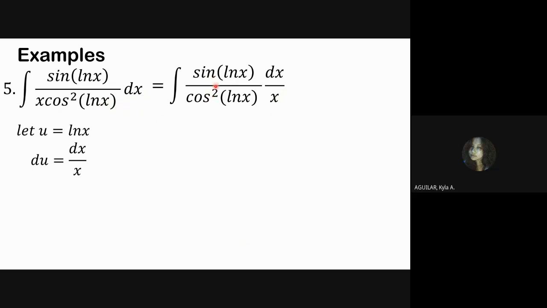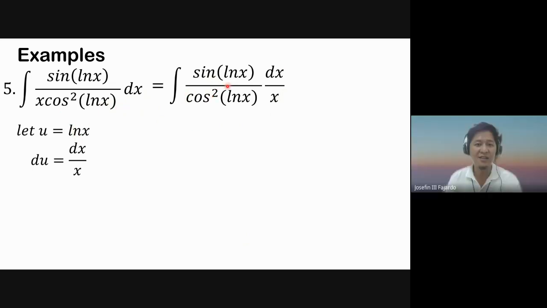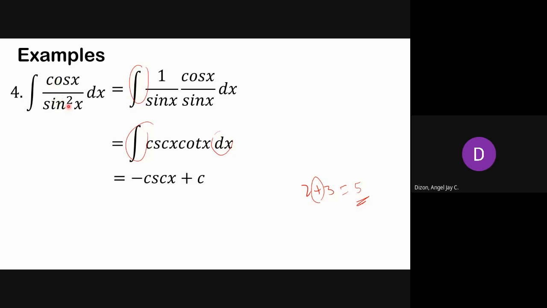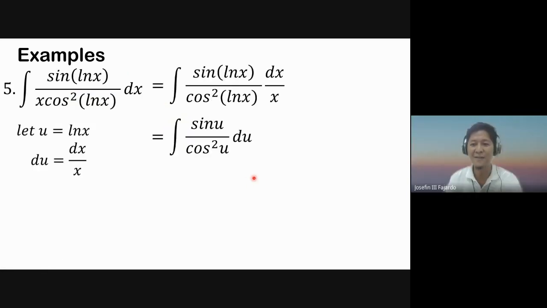Ito, palitan natin ulit ng u. So itong lnx, palitan natin ng u. And then dx over x is du. So we have here. Okay. Does this look familiar? Iba pares lang ito sa previous example natin. Similar, sir. Yun nga lang, dalawang cosine, di ba? Pero anyway, tingnan natin kung ano mangyayari.